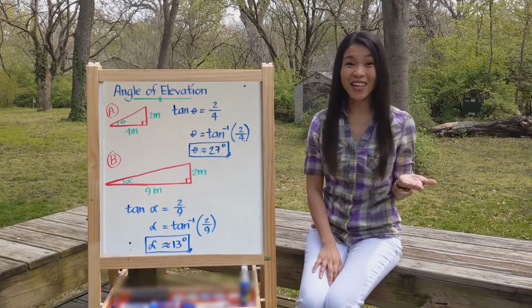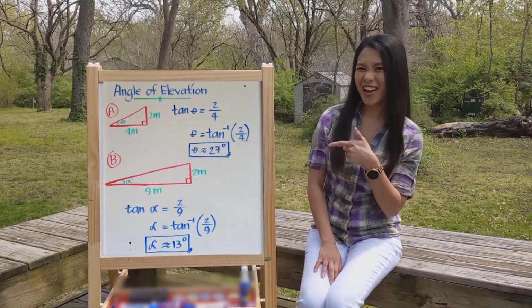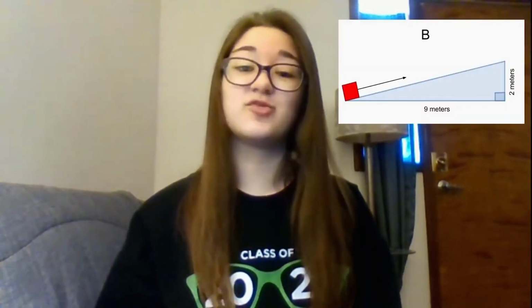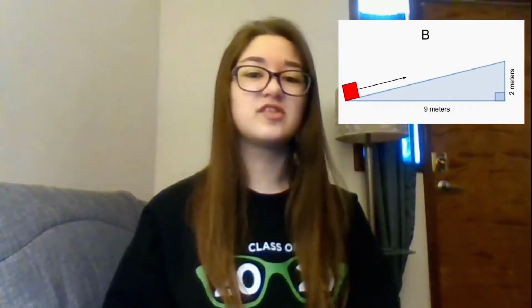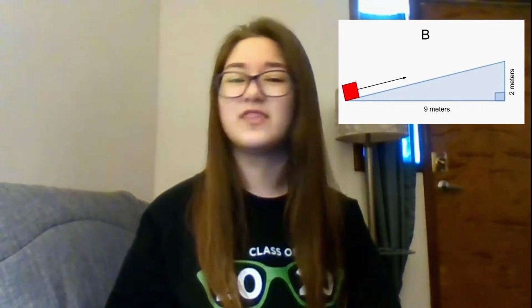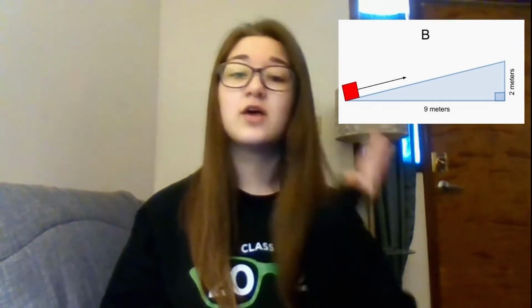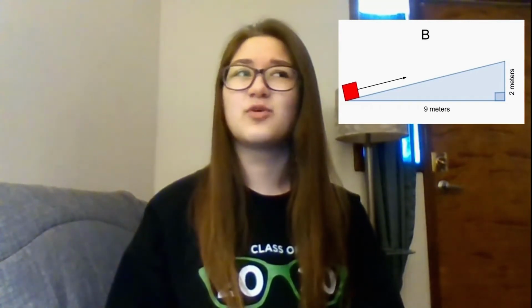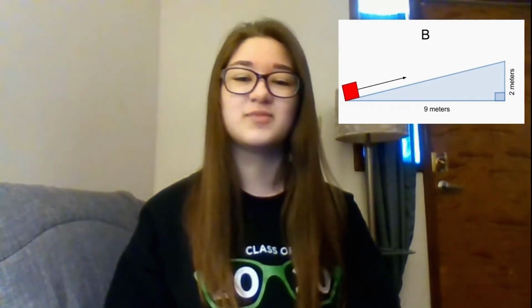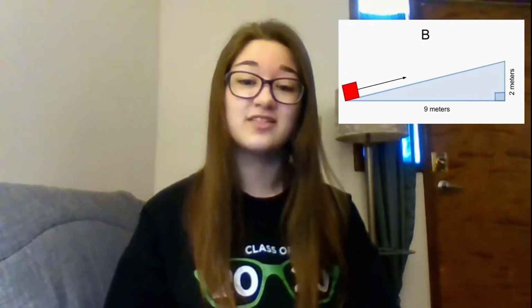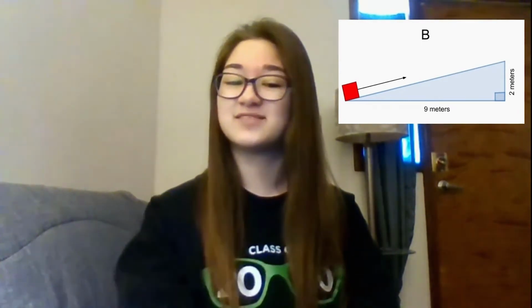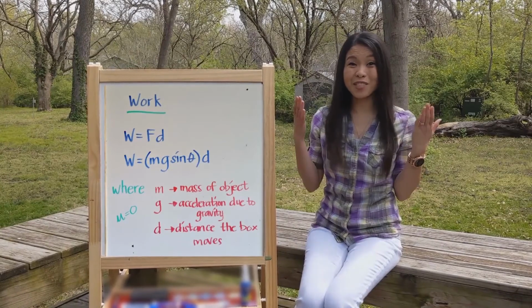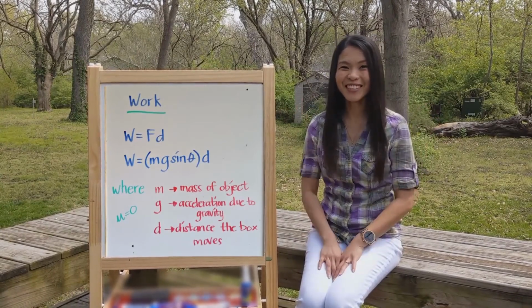Angle of elevation? Check this out. I would rather push the box up triangle B, because if you find the work, meaning force times distance, of the two triangles, you would see that triangle A has approximately 1,316 joules of work, while triangle B has around 294 joules of work, meaning that it would take significantly less effort to push the box up triangle B's slope compared to triangle A's. And work? How about some physics integration?